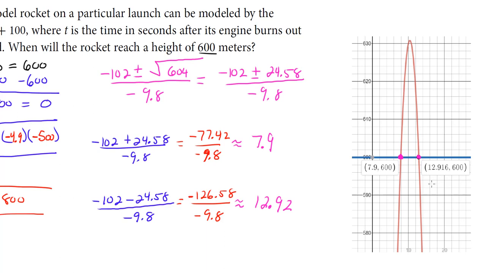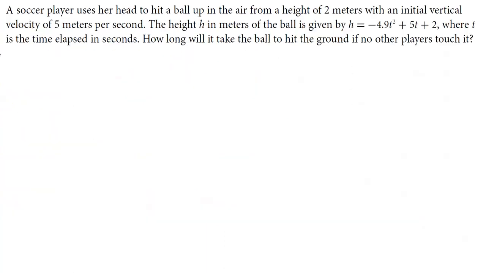So, as far as solving this problem or answering this question, I believe that 7.9 is the better answer, because I think that when you're talking about when will the rocket reach a height of 600 meters, what you're focused on is its flight path upward, its upward motion, not when it hits 600 meters falling back down. So that's why I would say the answer is 7.9 seconds.